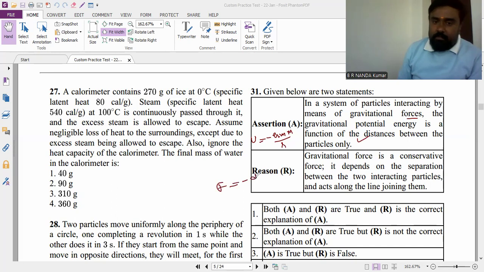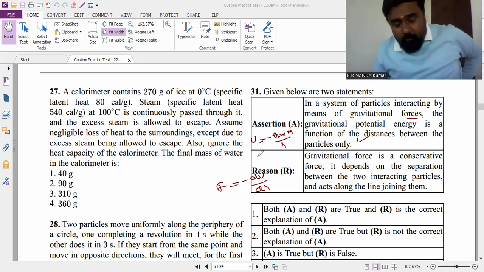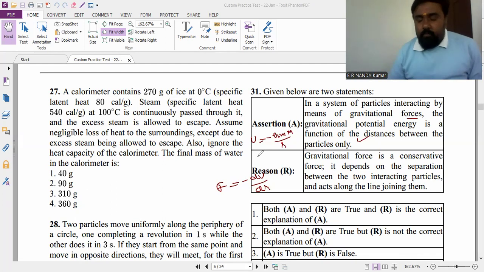F is equal to minus dU by dr. So this is a relation connecting conservative force, gravitational force, and potential energy. Potential energy has no meaning for a non-conservative force. So A and R both are true statements, and the reason is the correct explanation. So that is the first one.